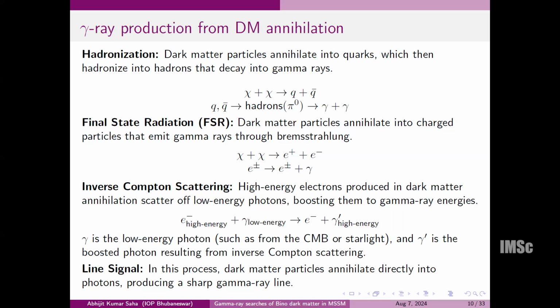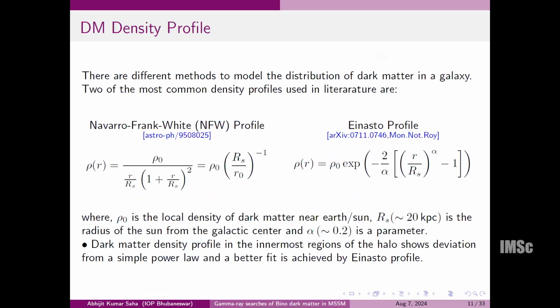Well, so finally, I've talked about the line signal. Now I'm coming to the dark matter density profile. So you need to model your distribution of dark matter in a galaxy. Two of the most common density profiles used in the literature are these. You may ask why different profiles are there. One can work with NFW, Navarro-Frenk-White, and there is also the Einasto profile, which is a deviation from the NFW profile. In the NFW profile, you have a factor RS, which is the scale radius. When your radius is below RS, you see a cuspy profile. That means you see a steep rise of the dark matter density.